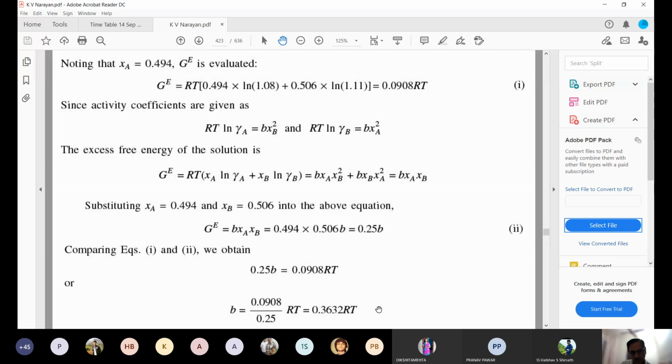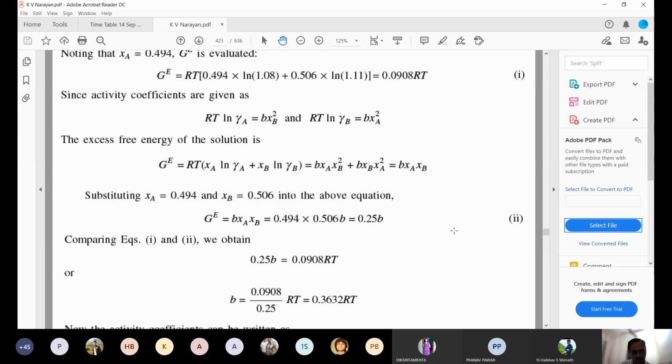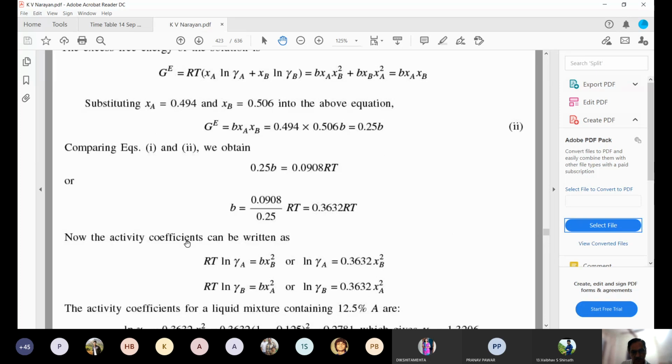Yes, sir. Because there was only one variable and two equations, that's why we have to combine them. Sorry, these are two equations, but one variable, because the left hand side is same, the right hand side can be equated to get the value of B. Okay, and we substituted that value of B into this equation, RT ln gamma is equal to B XB square. If you put this here, RT cancels from both sides, and we'll get ln gamma A is equal to B into XB square, and ln gamma B is equal to B into XA square.